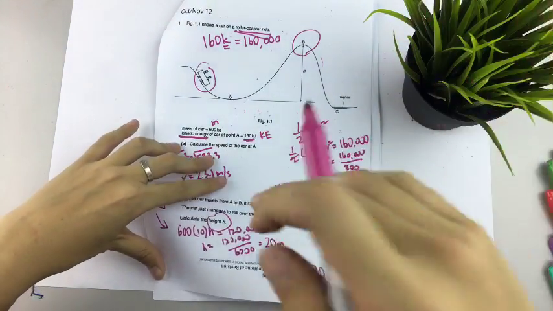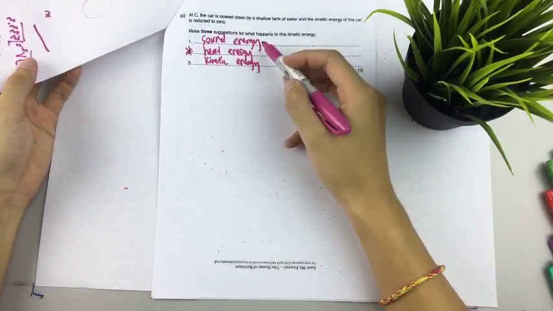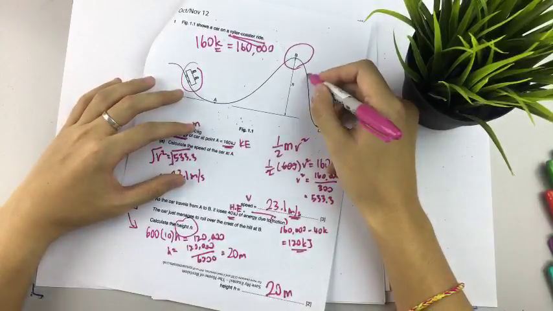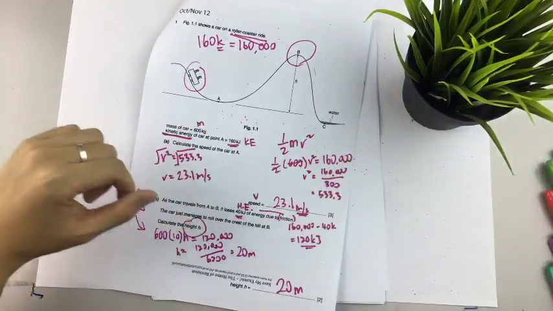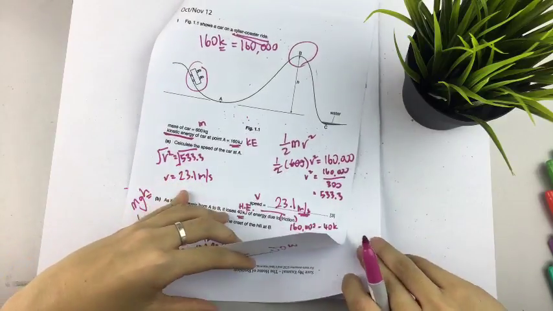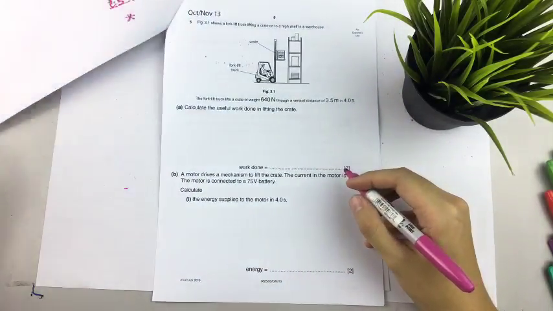So kinetic energy is in the water instead of the roller coaster. Then sound is because of splash. Heat is because of friction down here. Okay, so all good? Okay, so let's go to one more question before we end today's webinar.